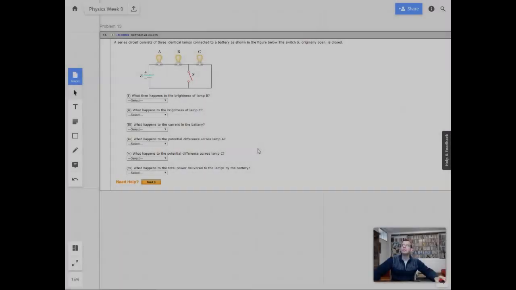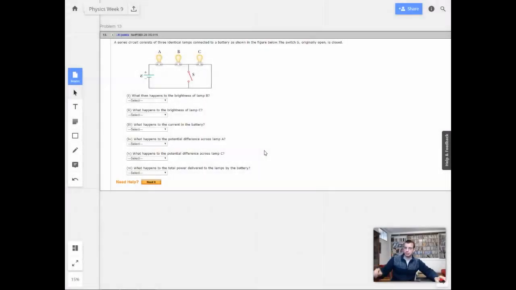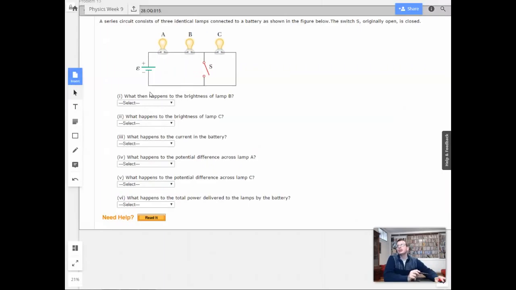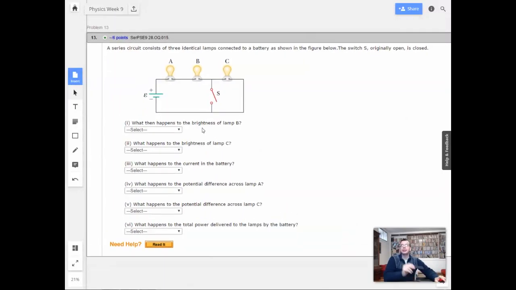All right, week 9, problem 13. A series circuit consists of 3 identical lamps connected to a battery as shown in the figure below. The switch S, originally open, is closed. What then happens to the brightness of lamp A? All right, so even though I read it, I wasn't actually listening. So, switch S, originally open, check, then we close the switch. Okay, so what happens to the brightness of lamp B?